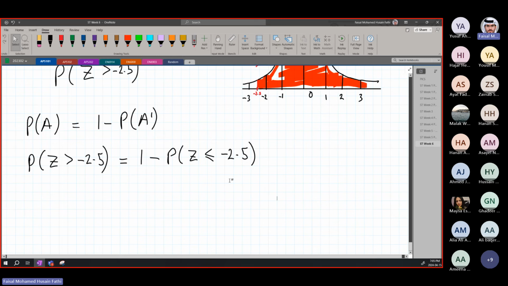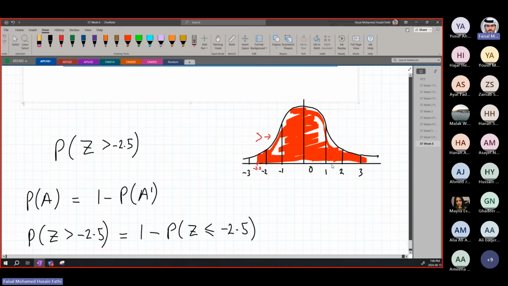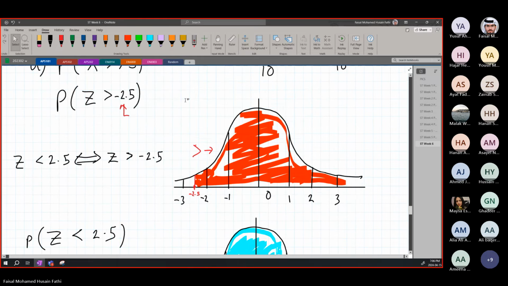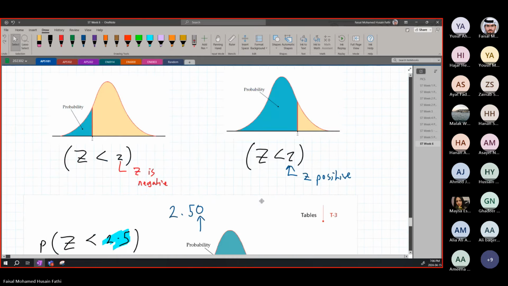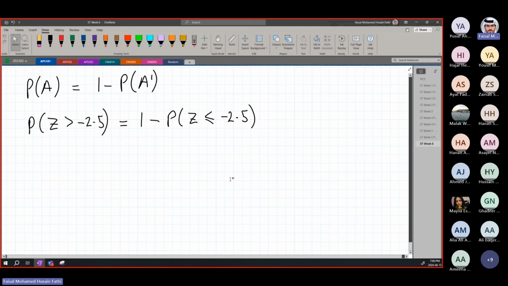So if you notice, what did we do? We found the not A. Remember what I told you, Z greater than negative 2.5. The not greater than 2.5 is basically less than or equal to negative 2.5. It's still negative, but now we have a less than sign. But remember, we also have a 1 minus. What will this look like in this graph? If we just take the same graph again, this is the graph that we have.